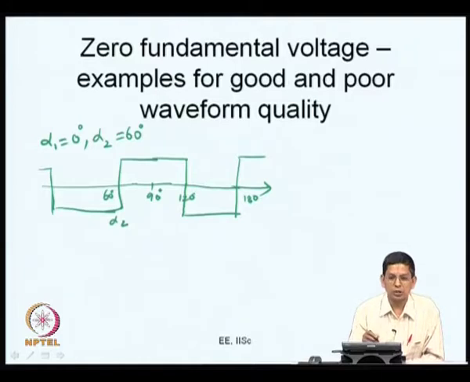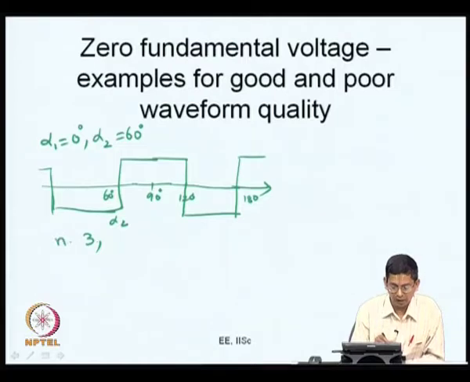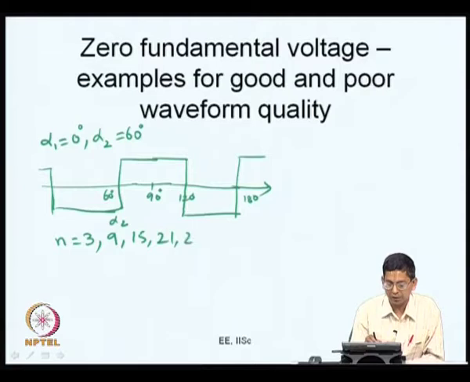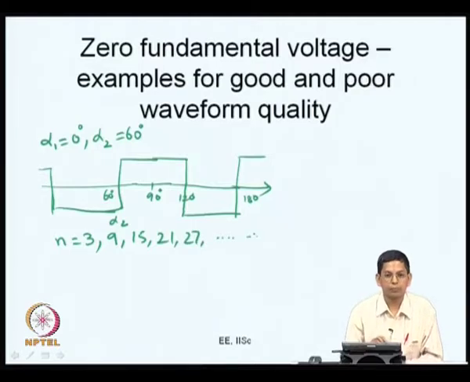All the frequency components it contains are 3 and odd multiples of 3. Why odd multiples of 3? It is a third harmonic square wave, and this waveform has half wave symmetry, and therefore it does not have even harmonics, it has only odd harmonics. So, the waveform contains n equal to 3, 9, 15, 21, 27 etc. It does not contain the other ones. So, the fundamental component is 0 here.